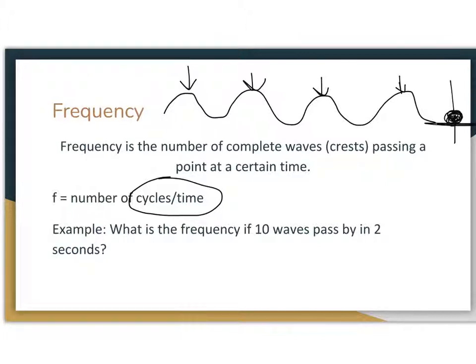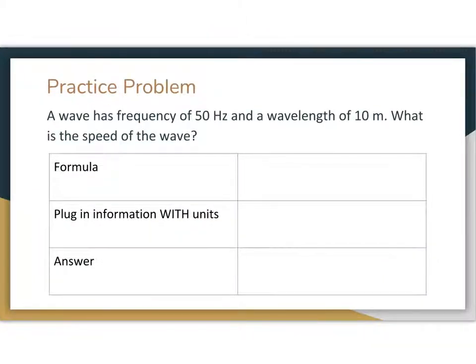So if you want to find the frequency from, for example, this information, we've got 10 waves passing by in 2 seconds. You would say that the frequency of that is 5 crests per second, but we just call that 5 hertz, capital H, lowercase z. That's the unit for frequency that we're going to use. Okay, so now let's try a problem.